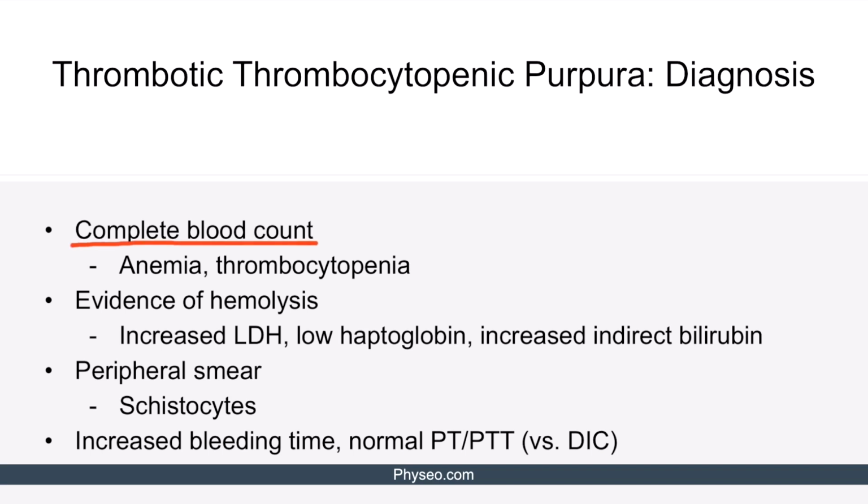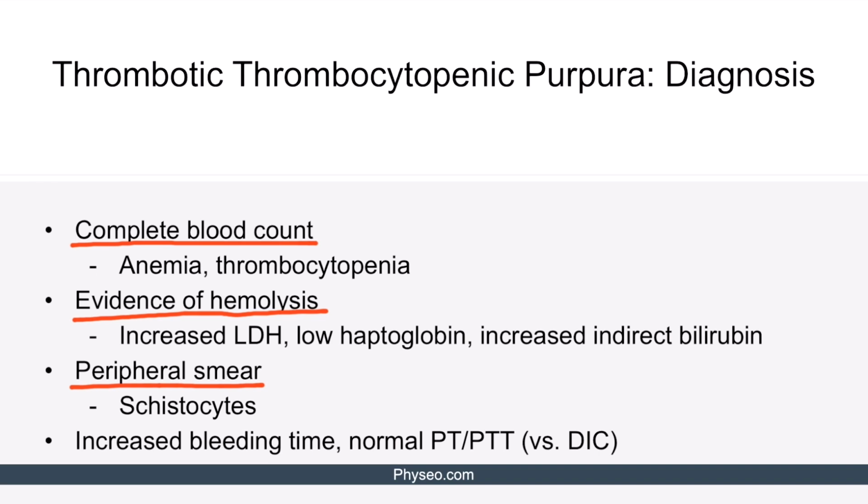A complete blood count will reveal anemia and thrombocytopenia. Additionally, we will have laboratory evidence of hemolysis. Hemolysis is typically accompanied by increased lactate dehydrogenase because this enzyme is released into plasma from destroyed red blood cells. Additionally, haptoglobin will be low. Haptoglobin is the plasma protein that binds to free hemoglobin and transports it to the spleen. Indirect bilirubin is high due to hemolysis-induced bilirubin production.